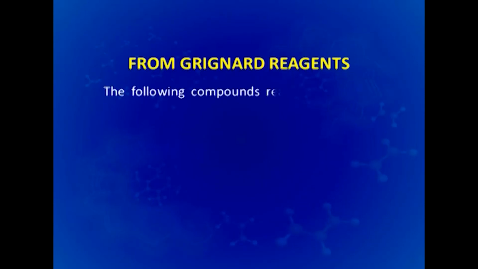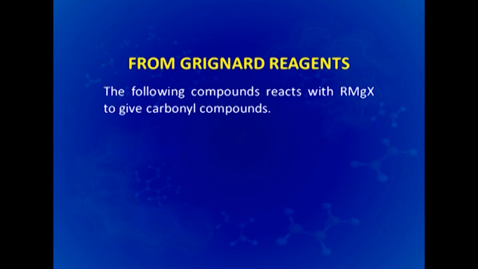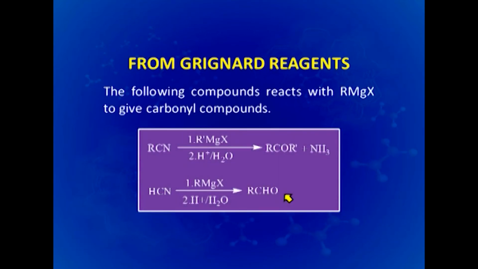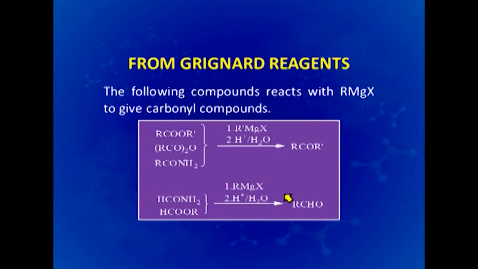And the next synthesis process is from Grignard reagent. These are some important compounds which react with Grignard reagent to give carbonyl compounds. The first one is the alkyl cyanide, and if we use the alkyl cyanide, you will get a ketone as the product. If we use hydrogen cyanide, it interacts with the Grignard reagent followed by acid hydrolysis and gives rise to aldehydes. The remaining acid derivatives, esters, anhydrides and amides, also react with the Grignard reagent followed by protonation and give rise to ketones, and formamide and formic ester also interact with the Grignard reagent to give the aldehyde.